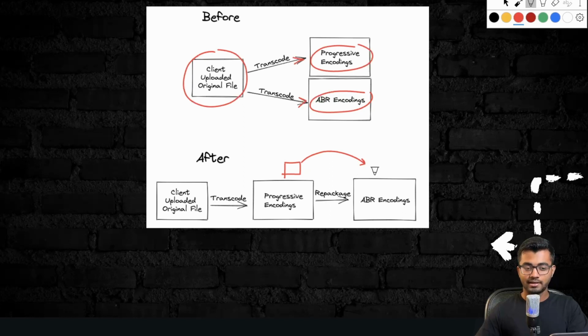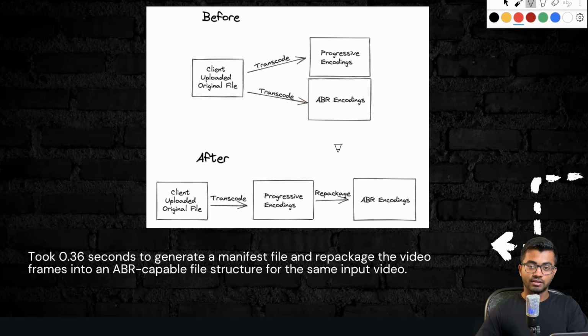Of course, they lost some efficiency because it's not done from scratch, but done on someone else's output. So it's a little trade-off in that sense, but they were quite okay with it because they could save a huge amount of compute resources. Just to give some context, it took around 0.36 seconds to generate a manifest file and repackage the video frames into an ABR capable file format for the same video. It was a huge success for that part.